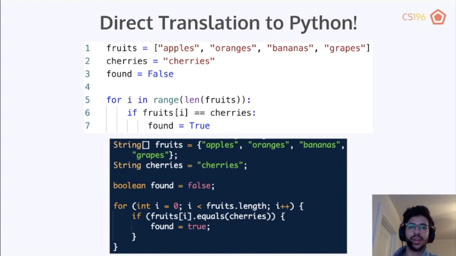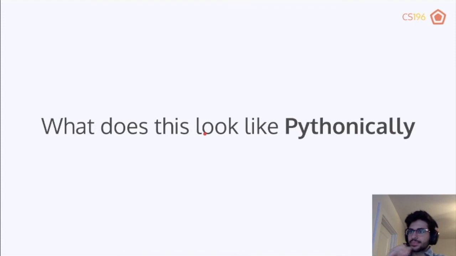So here is what a direct translation from Java to Python would look like. You would just translate all these lists and then loop through. Once you've found cherries, found is equal to true. So this is what it looks like. But what does this look like Pythonically? How can we do better? How can we use Python in the way that it is intended to be used?